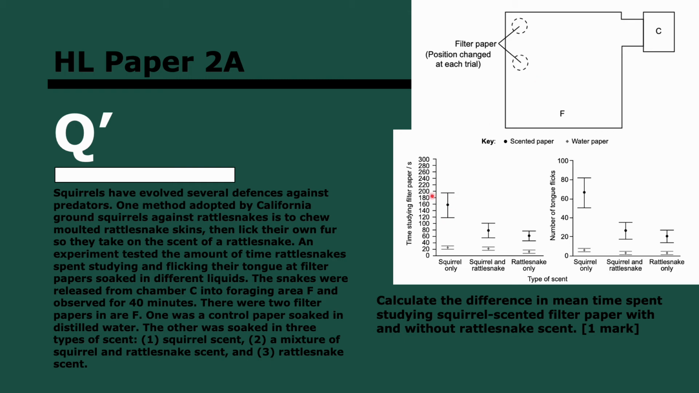And then this is the time studying the filter paper. And then this is the number of tongue flicks. Okay, so first, calculate the difference in mean time spent studying squirrel-scented filter paper with and without rattlesnake scent. 3, 2, and 1. So if you look at this graph and you look at squirrel scented paper, about 160 seconds, and then you look at the rattlesnake scent plus squirrel, it's about 80. The difference is about 80 seconds.